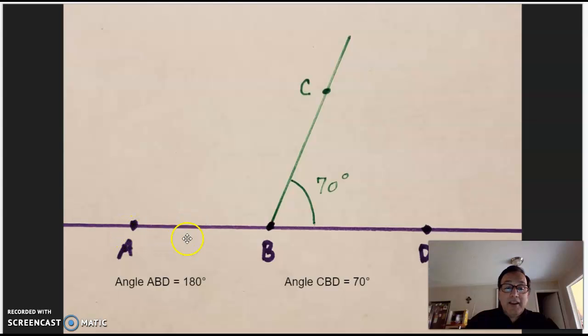We know that angle A, B, D is a 180-degree angle, and we know that angle C, B, D is a 70-degree angle. You can hit pause and see if you can calculate this angle before we go to the next slide.